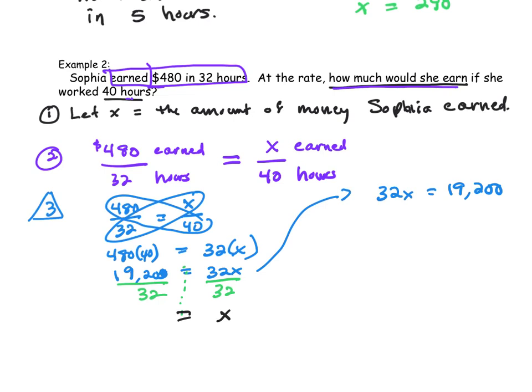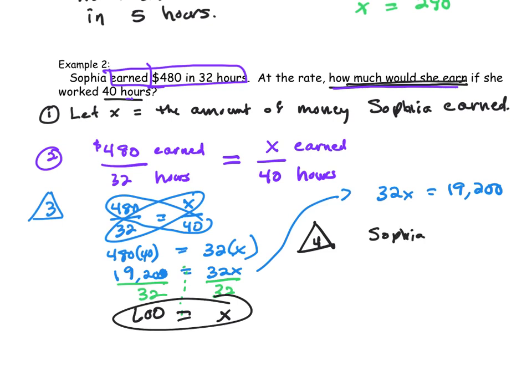And we're going to pause and take 19,200 divided by 32. And that answer is 600. So let's see what we just found. The fourth, and I'm going to go ahead and write number 4 over here. This is what we're looking for. Number 4. It says, what is the answer? So our question was, how much would she earn if she worked 40 hours? So Sophia would earn $600 if she worked 40 hours.